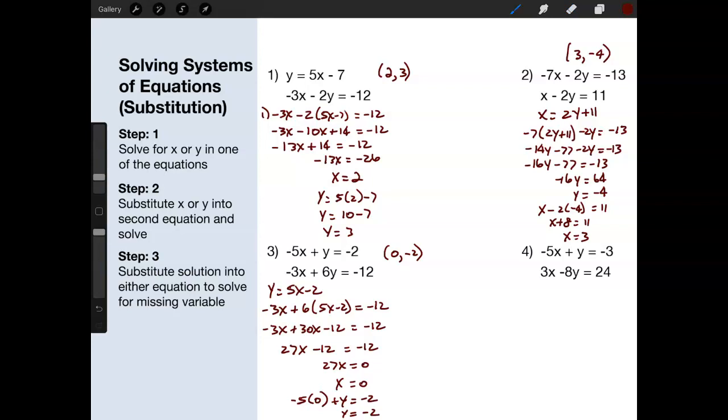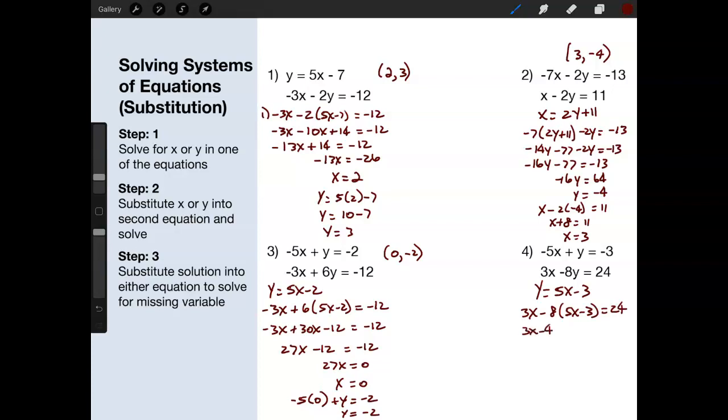For example number 4, we have negative 5x plus y equals negative 3, and 3x minus 8y equals negative 24. In this case, it would be easiest to solve for y in the first equation by adding 5x to both sides. So we can write y equals 5x minus 3. Now we can substitute that in for y. We have 3x minus 8 times 5x minus 3 equals negative 24.